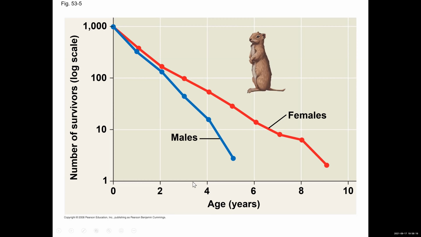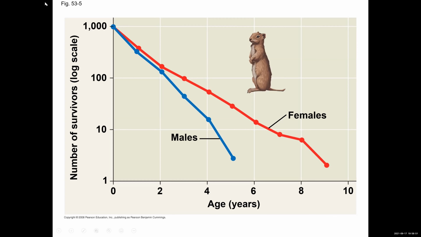This graph is showing we have age across the bottom, and these are prairie dogs. These are a kind of rodent, kind of like a ground squirrel, and they don't have a very long life. You can see that the males, the oldest ones they had in this sample were 5 years. The females live longer, about 9 years. All right, so we have the number of survivors on the y-axis here. So that'd be capital N, the number of individuals.